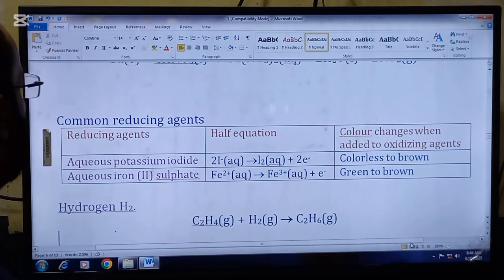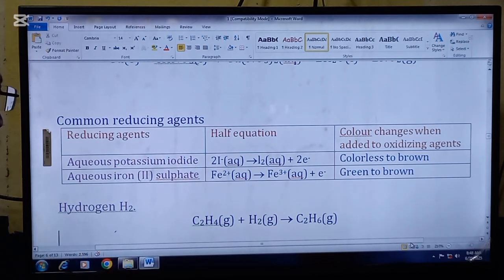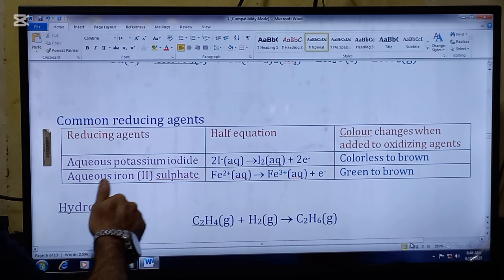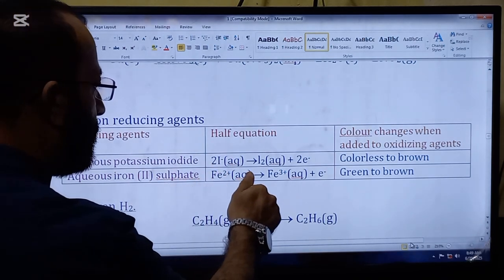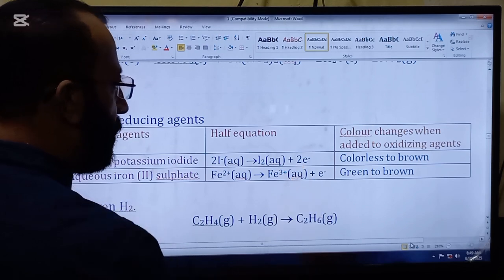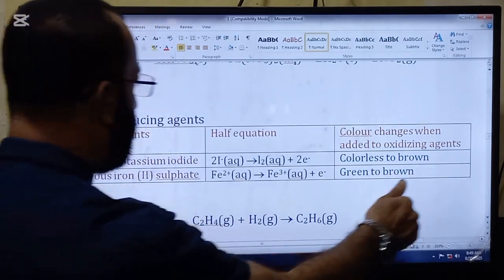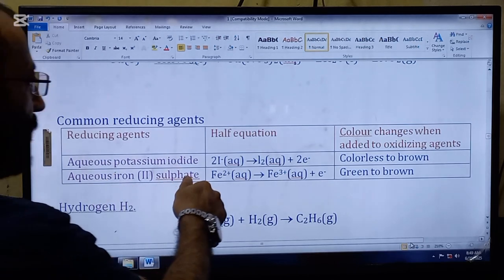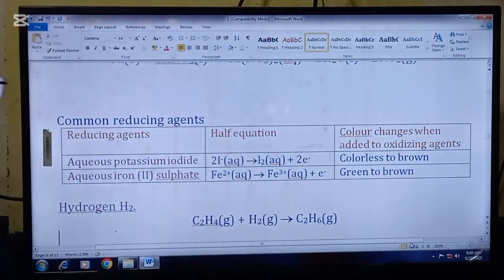The next topic which we are going to read is common reducing agents. The first common reducing agent is aqueous potassium iodide. Its half equation is 2I- forms I2 plus 2 electrons, and when it is added to an oxidizing agent, its color changes from colorless to brown.